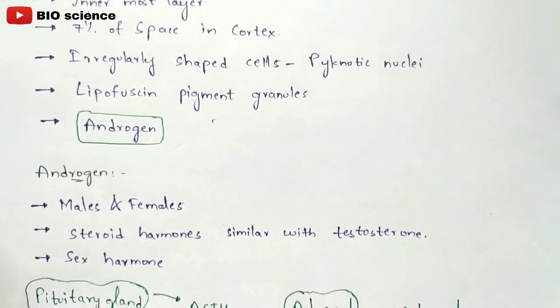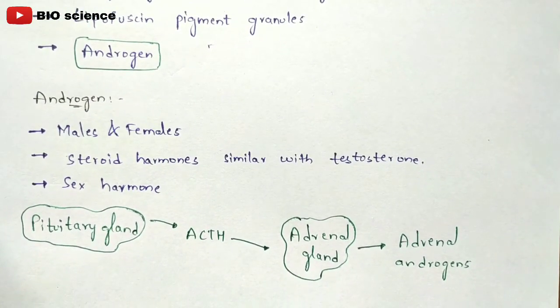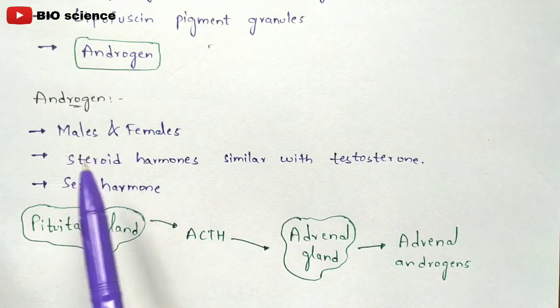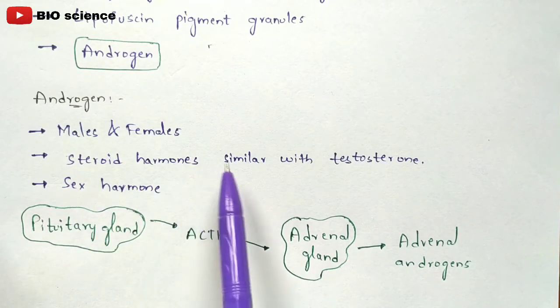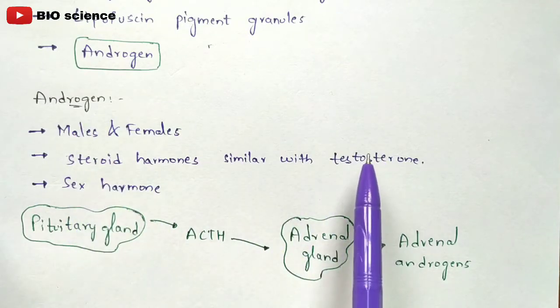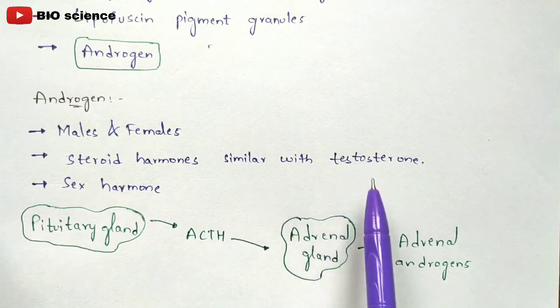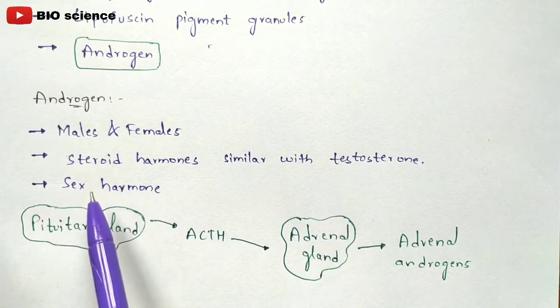Now let us discuss these androgens. Androgens can be seen in males as well as females, right? These are called steroid hormones, similar to testosterone. The androgen as well as the testosterone play a major and vital role which is similar, right? They perform similar functions. So it is also called a sex hormone.